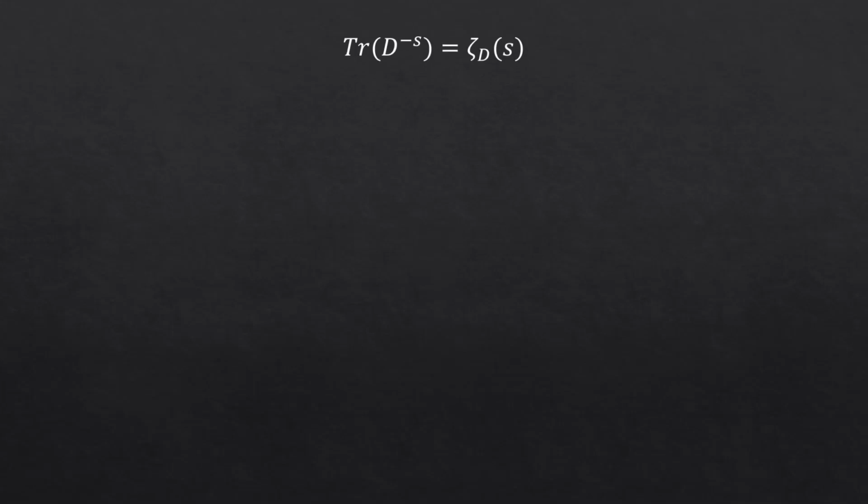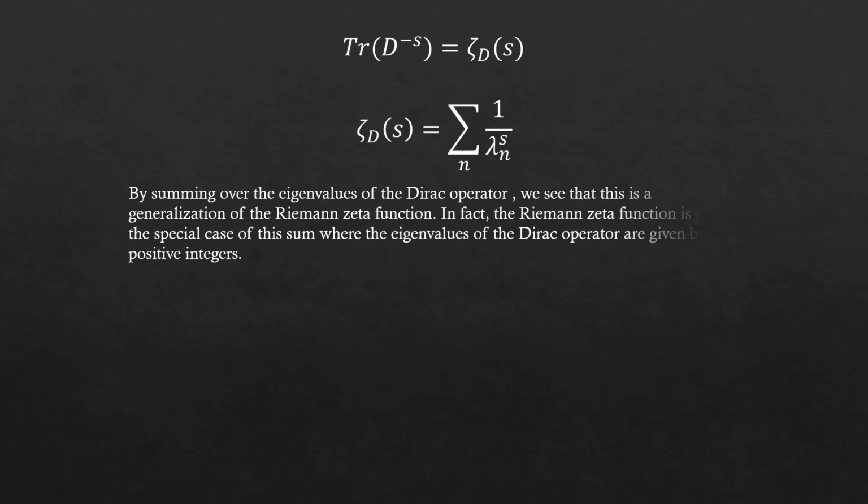We're going to show this spectral zeta function in terms of how we would normally write the original zeta function, but in this case, we are summing over the spectrum of the eigenvalues for the Dirac operator. And so that's a generalization of the Riemann zeta function. And the Riemann zeta function itself is actually just a special case of this specific sum where the eigenvalues of the Dirac operator are yielded by positive integers.